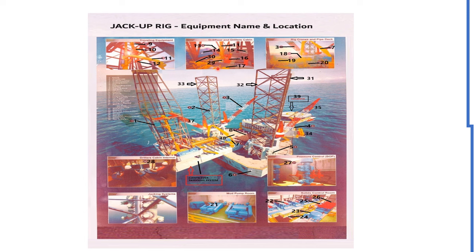17 is this winch. Here we have a utility winch. And 18 is the pipe creeper yoke. 19 is the catwalk. This is called the catwalk. 20 is casing on pipe rack.